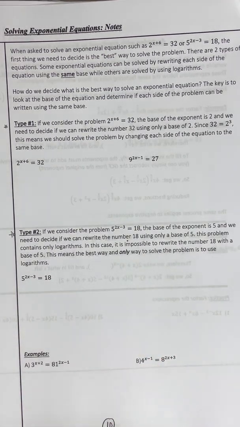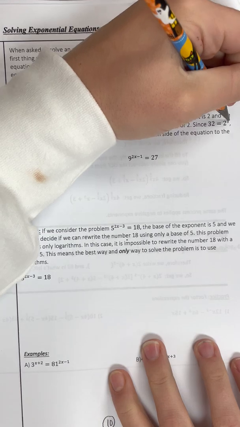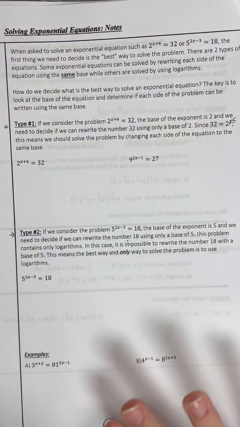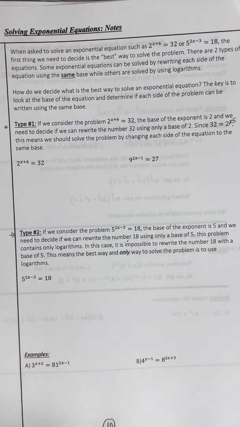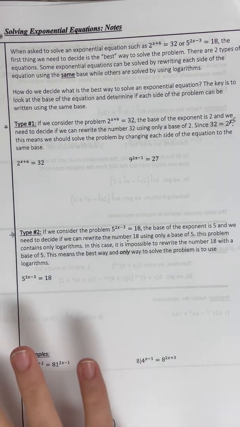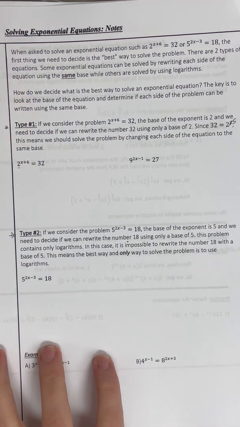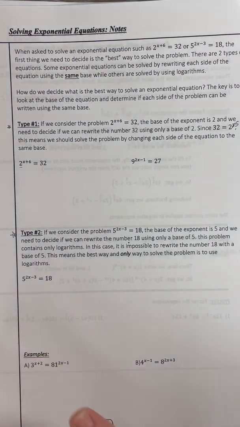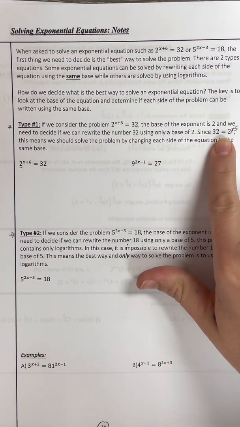If we consider the problem 2 to the power of x plus 6 is equal to 32, the base of the exponent is 2, and we need to decide if we can rewrite the number 32 using only a base of 2. Since 32 is equal to 2 to the 5th power, this means we should solve the problem by changing each side of the equation to the same base. So we have a base of 2 here to the power of x plus 6. 32 is also 2 to the 5th power.